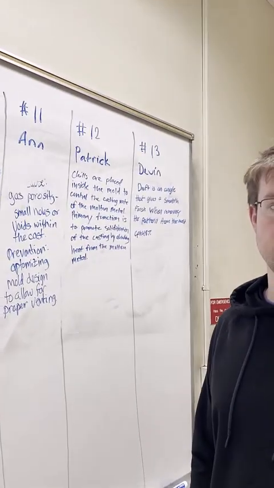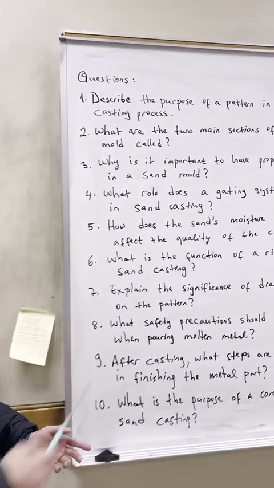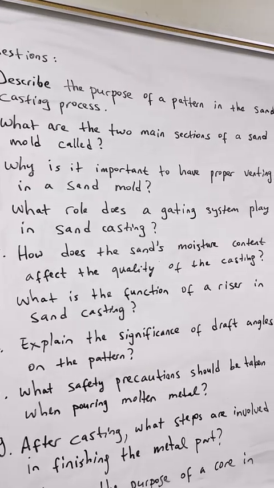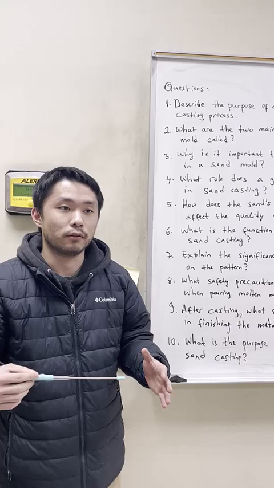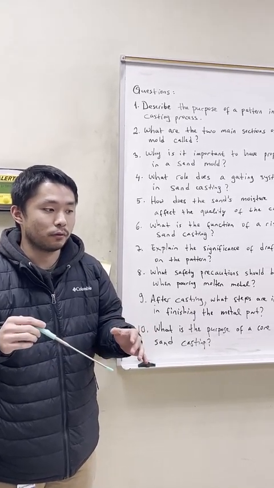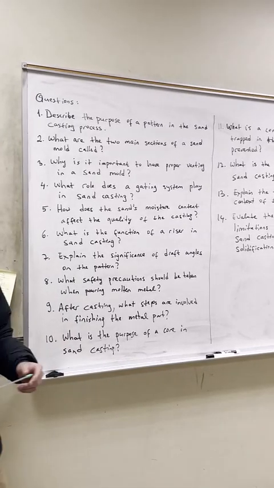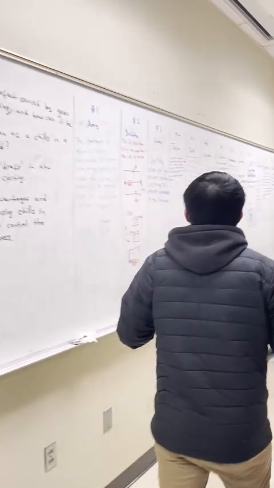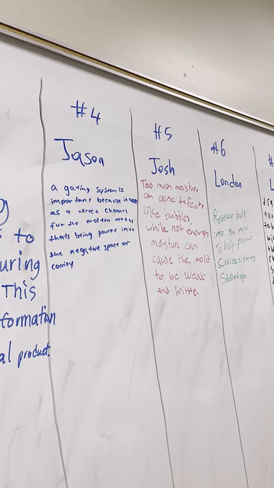Thank you so much. Hi, my name is Jason Zhao, and my question was number 4. What role does a gating system play in sand casting? A gating system is a direct channel that allows the molten metal to pass through, since it serves as a direct route. Right here in mine, I showed that it's a direct route that is being poured into the negative space, also known as a cavity.